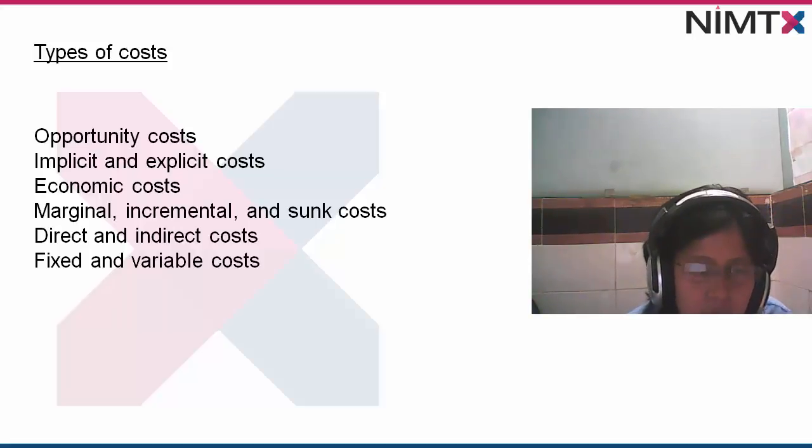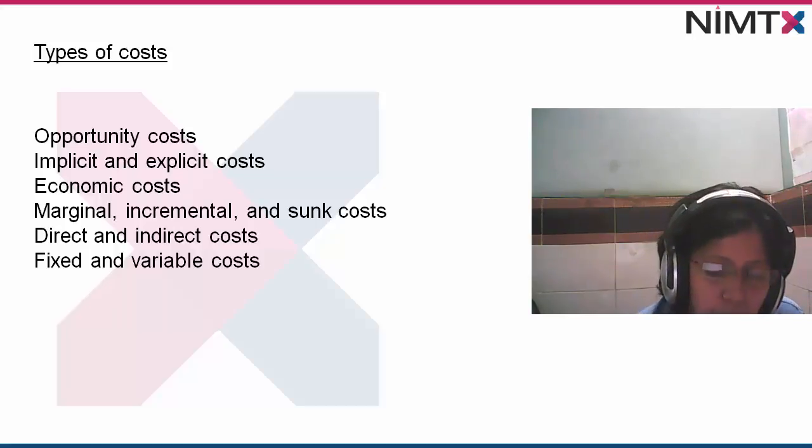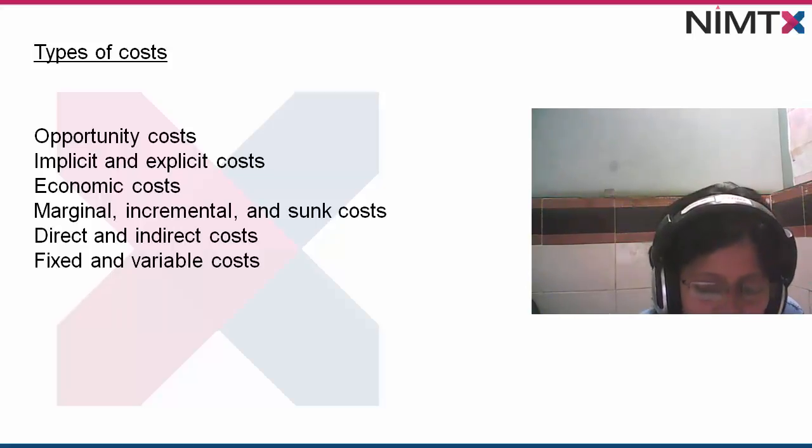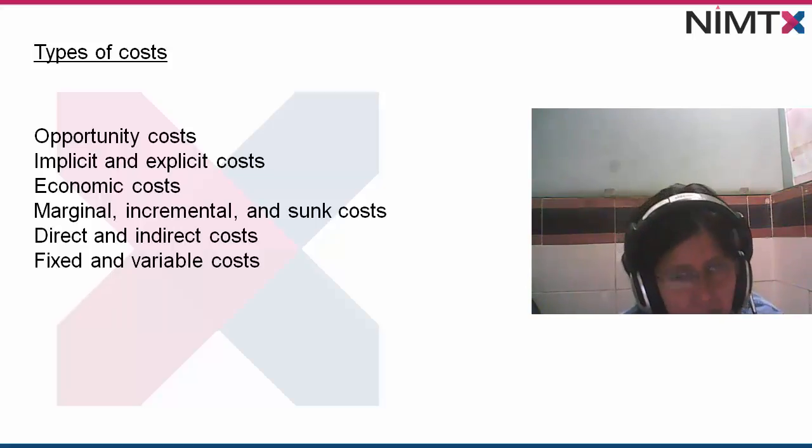Now the last one is sunk costs. Sunk costs are those costs which are incurred in the past as well as in the future. For example, the cost of inventory and the future rent, charges for a warehouse, which will be a large amount. These are called sunk costs.